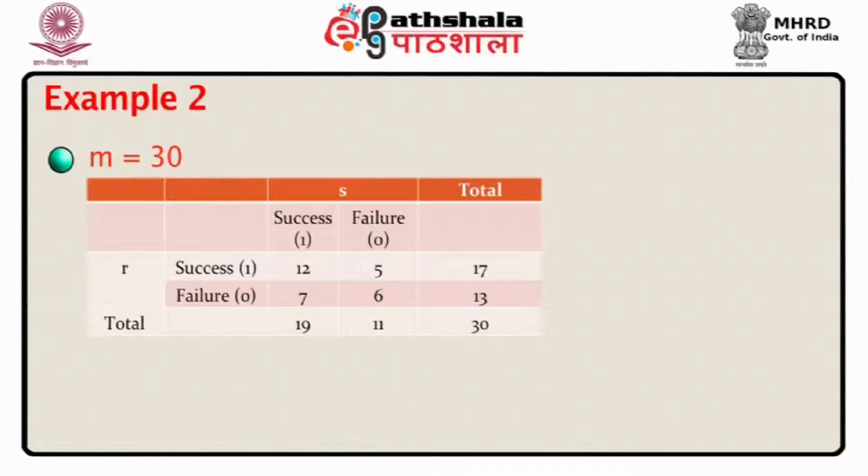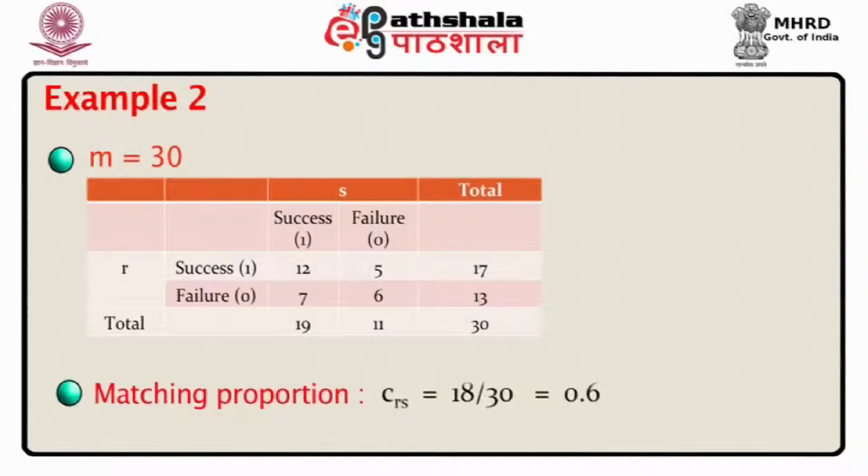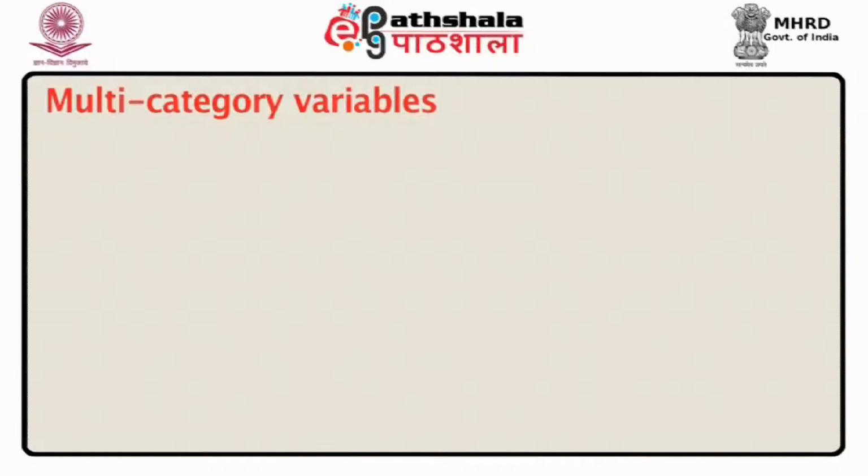One is both have a success and the other is both have a failure. So in this case, instead of the previous two measures, we look at the matching proportion measure, which gives us A plus D, which is the numerator 18, divided by the total number of characteristics, which is 30. This gives us 0.6, which means again they are moderately closely similar.